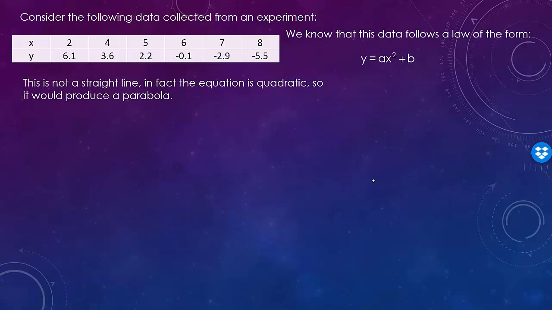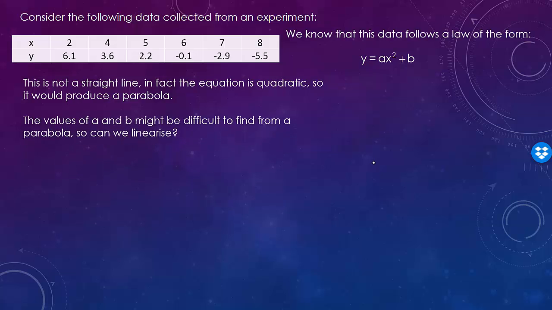This is not a straight line. In fact, the equation is quadratic, so if we plot it, it's going to produce a parabola. The values of a and b might be difficult to find from a parabola. So could we linearize and draw a straight line graph? It turns out that's quite straightforward to do.